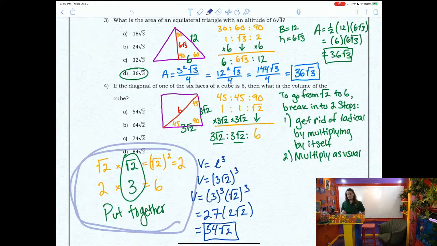So 2 of the root 2's eliminate to a regular 2, but you're still stuck with 1 of the root 2, so it becomes 2 root 2. So we're going to have 3 cubed times root 2 cubed, which turns into 3 cubed is 27, root 2 cubed is 2 root 2, and so 27 times 2 is 54, so our answer here is going to be 54 root 2, which is answer selection A.